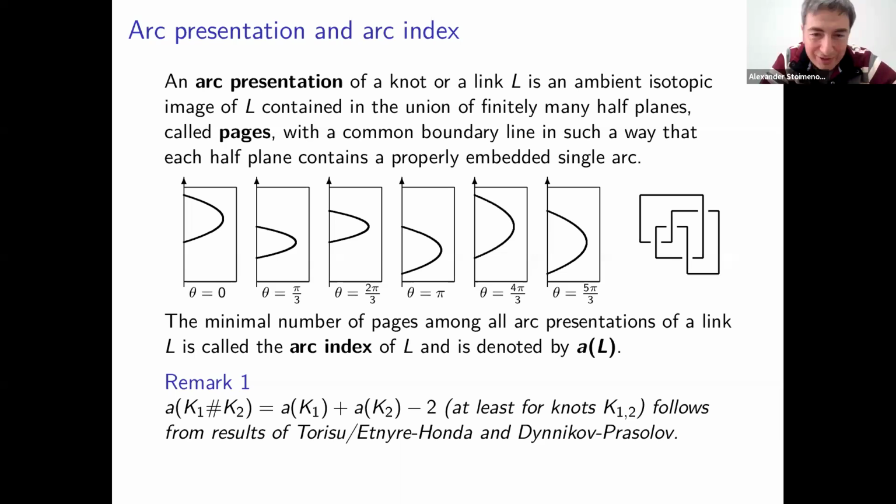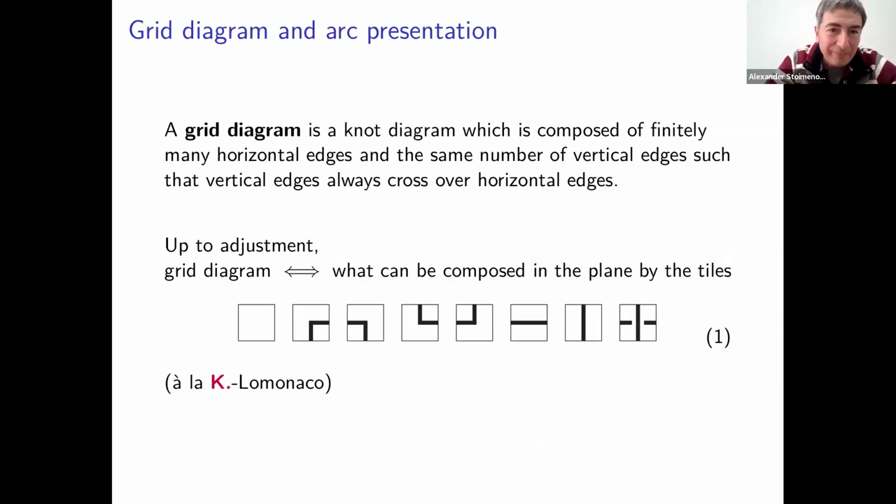But at least for knots, it is known that it is 2-subadditive on the connected sum. So the sharp means, of course, connected sum. And this follows from some results of Torisu, Wettstein, Honda, and Dynnikov and Prasolov some years ago.